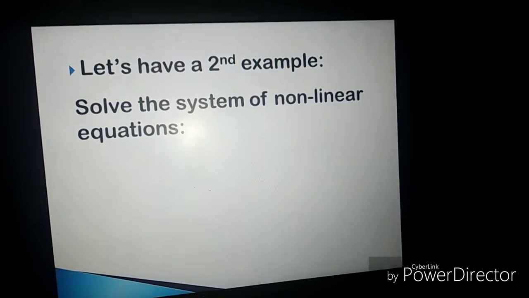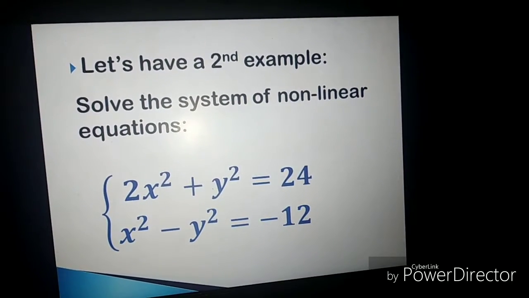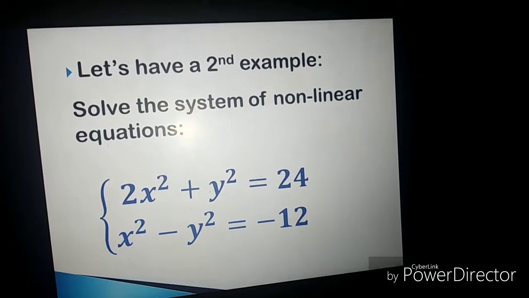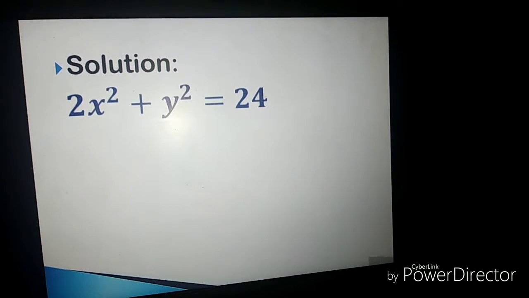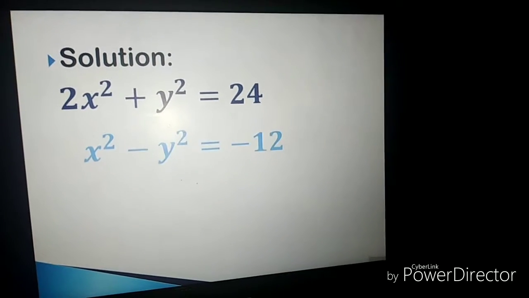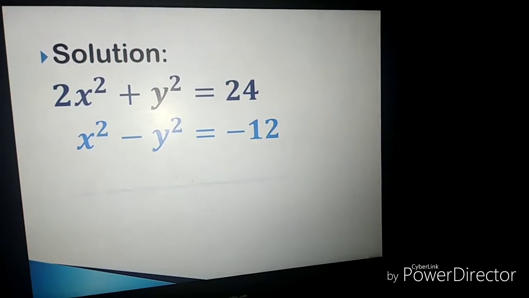How about, let's have a second example. Solve the system of nonlinear equations. The x squared plus y squared is equal to 24, and x squared minus y squared is equal to -12. The solution. 2x squared plus y squared is equal to 24. x squared minus y squared is equal to -12.